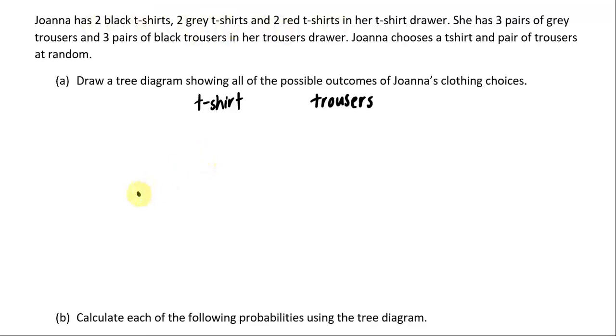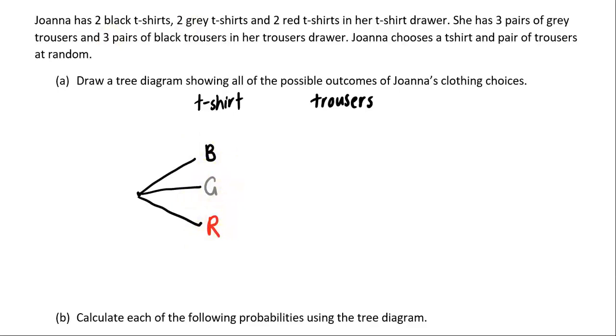Oh, we have 3 outcomes, so we need 3 branches on our tree diagram. 1, 2, 3. 3 options, black, grey, and red, so 3 branches. Our first possible outcome was a black t-shirt. B for black. Joanna's next possible choice was a grey t-shirt, G for grey. And the third possible choice was the red t-shirt, R for red. She has an even chance of choosing black, grey, or red because there's 2 of each t-shirt in the drawer.